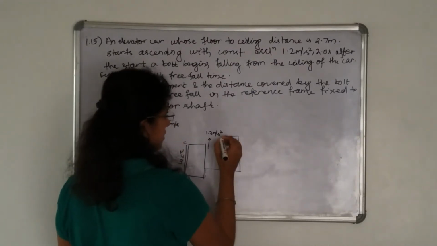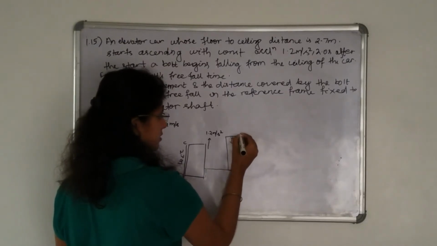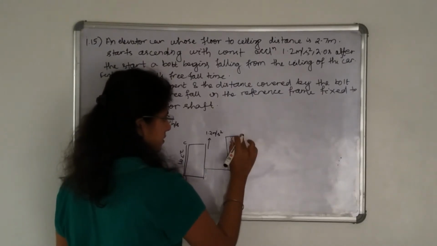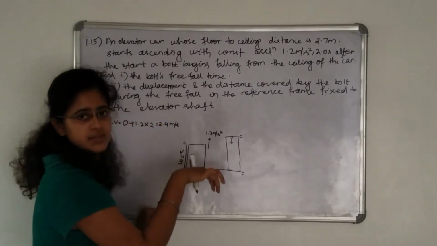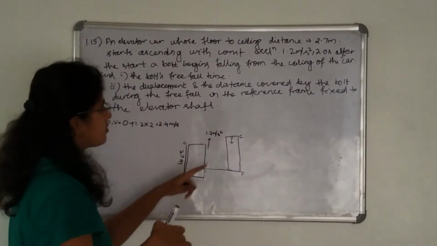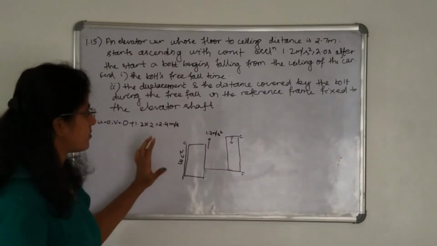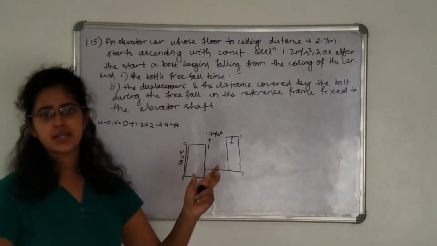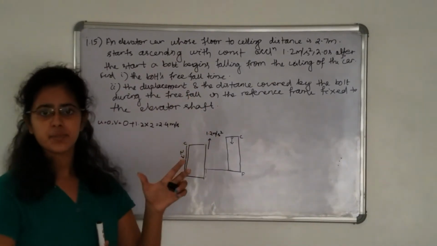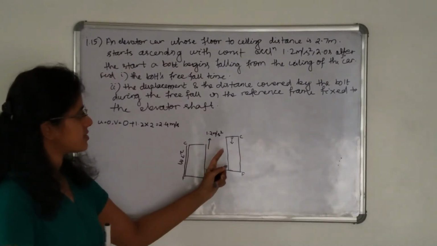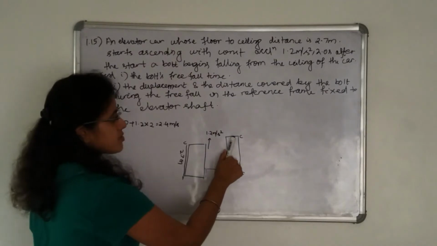Let us take, this elevator has reached some point like this after 2 seconds, and from the ceiling the bolt started falling in this direction. So the bolt started falling means its initial velocity is 0. Always remember one thing, that when any particle starts falling, or we consider free fall of any particle, then the initial velocity of that particle is always 0.